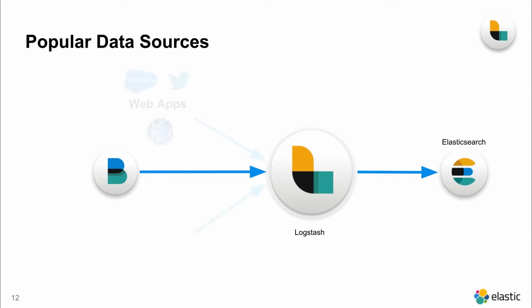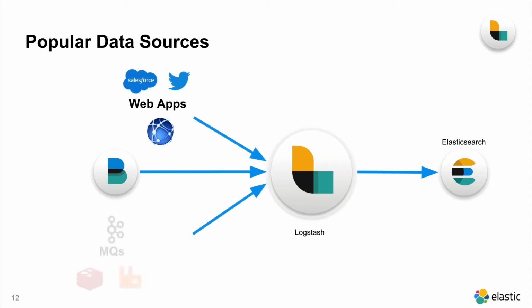But there are several other sources, like Salesforce, or streaming data like Twitter, or any other web app. It could also be a message queue or anything related to open source which has an API, right? Logstash can pull data from all of these sources and also enrich the data. There are so many input plugins available with Logstash which help you to do this.